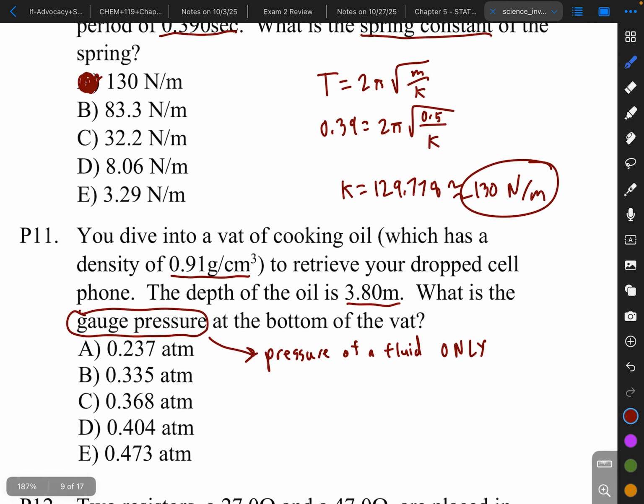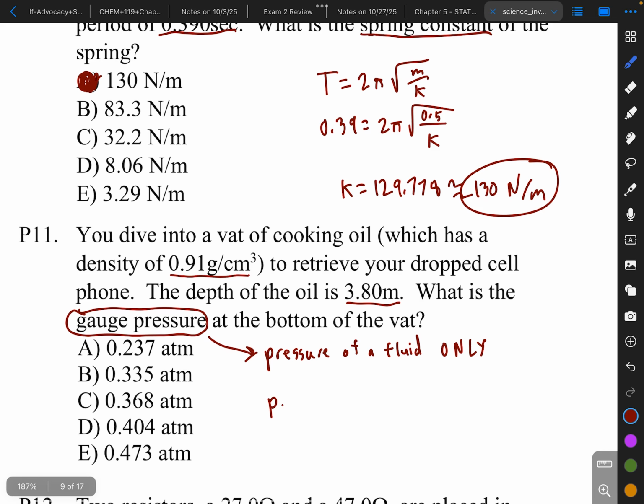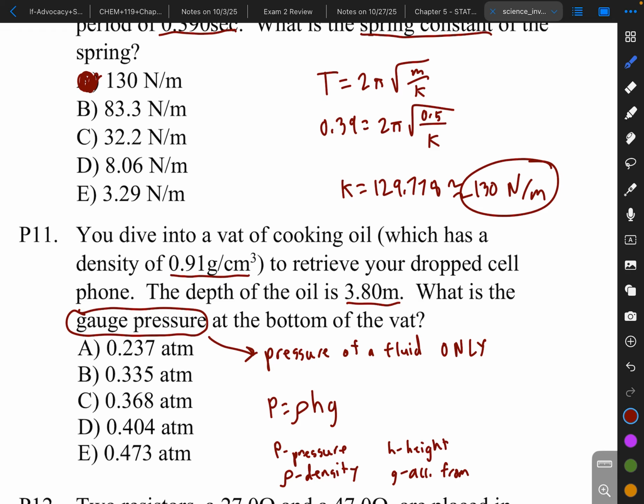So, how do we go about solving this? The formula for pressure is density, which is represented by rho, times the depth or height, times the acceleration due to gravity. So I'll just write them out. Pressure, density, height, acceleration from gravity.